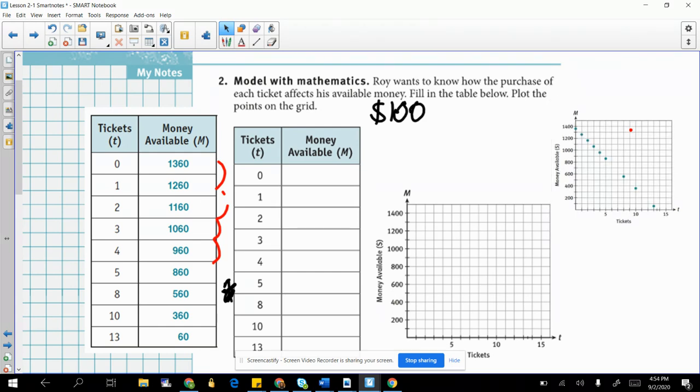All right, and the question I have for you guys is, these points in the graph were not connected. Do you think we should connect the points here? Okay, and the answer is no, because this is what's called discrete data. And unfortunately, Roy is not going to be able to buy a half of a ticket, so we cannot connect a line through there because that would not be true. Okay? All right.